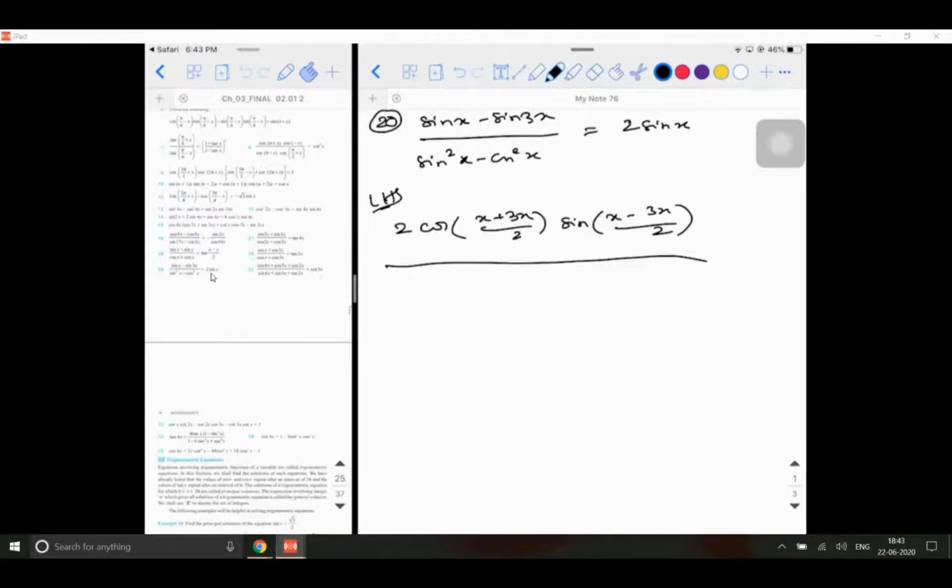You have sin square x minus cos square x. Right? So sin square x minus cos square x means how can you write it? If you treat sin x as A and cos x as B, it is of the form A square minus B square. So what is the formula for A square minus B square? It is A minus B into A plus B.